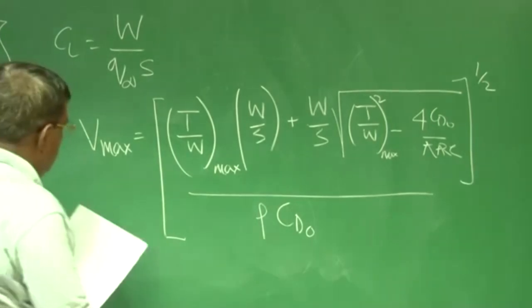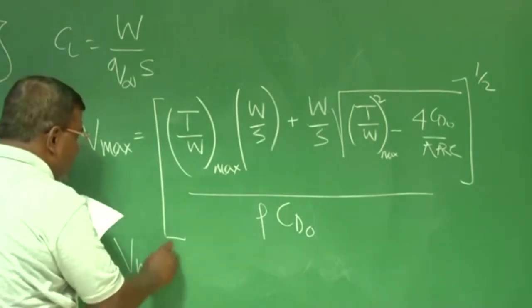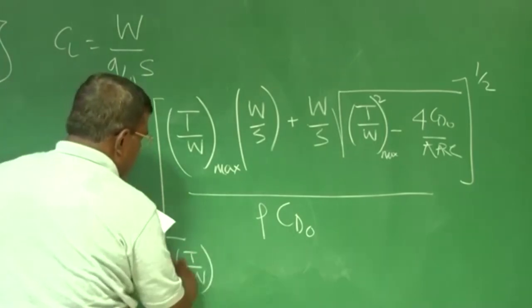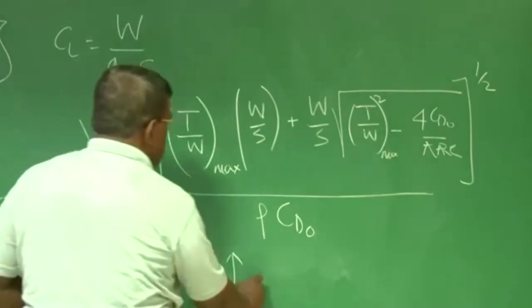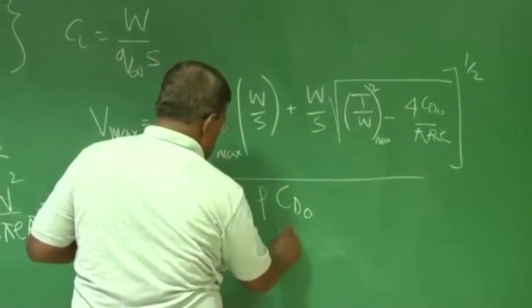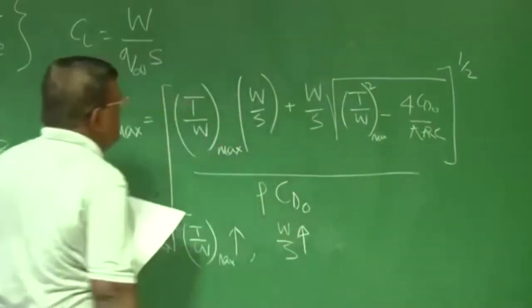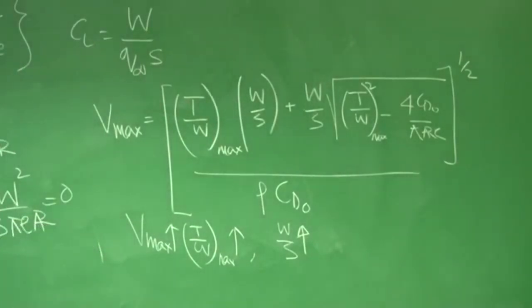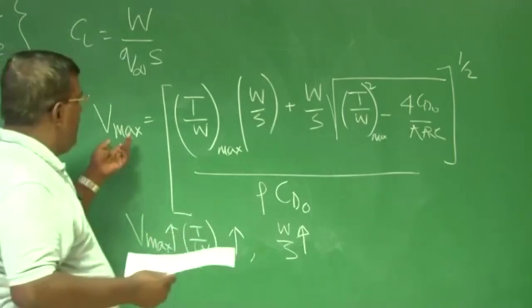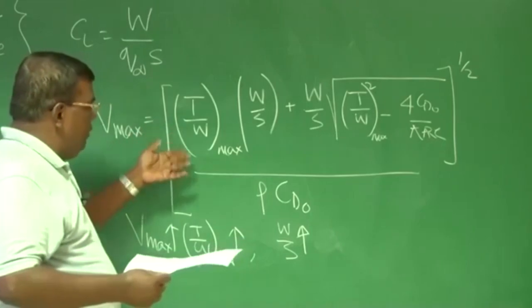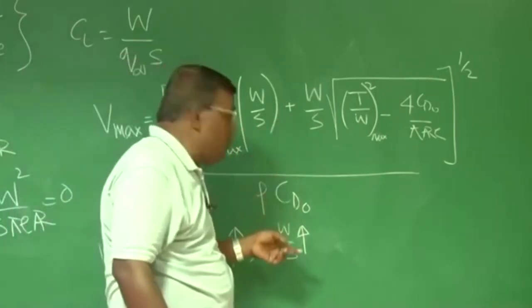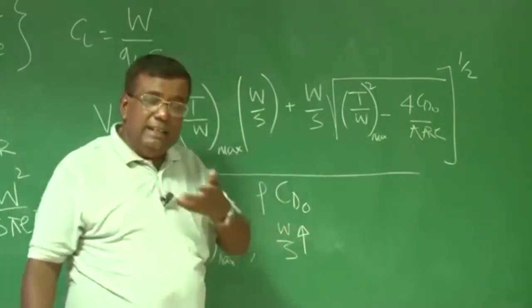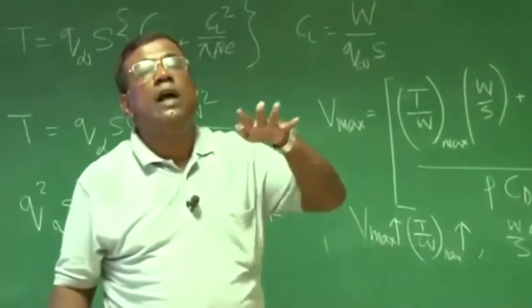So what is this expression telling? That Vmax will increase if T by W max increases. Vmax will increase if W by S increases. Do you see the interesting point? Vmax will increase if T by W increases, naturally it will give more acceleration, but Vmax will increase if W by S increases. That means S is smaller, so drag is less, so it will accelerate fast.